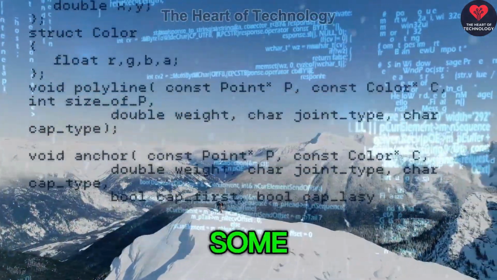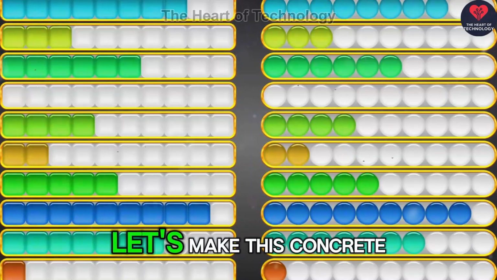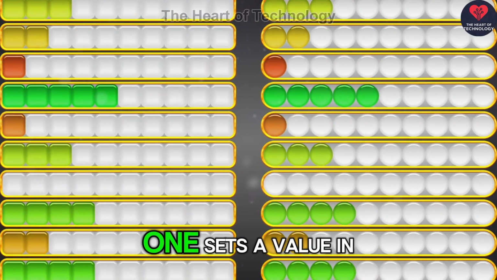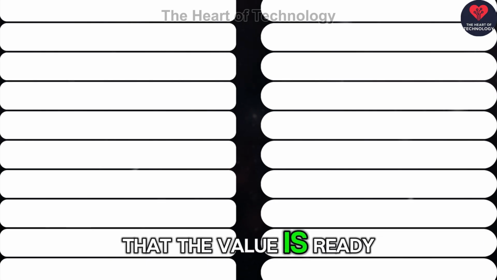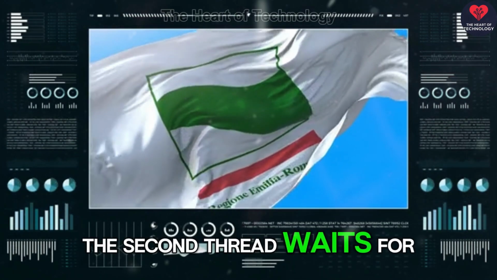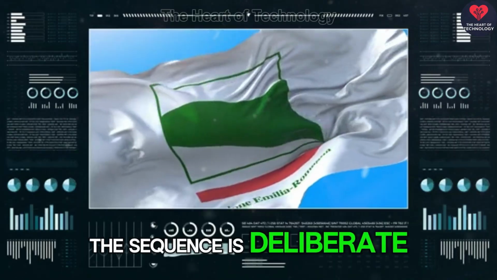It's also the source of some of the most subtle and dangerous bugs in computing history. Let's make this concrete. Two threads: one sets a value in memory, then sets a flag to signal that the value is ready. The second thread waits for the flag, then reads the value. The logic is sound, the sequence is deliberate.